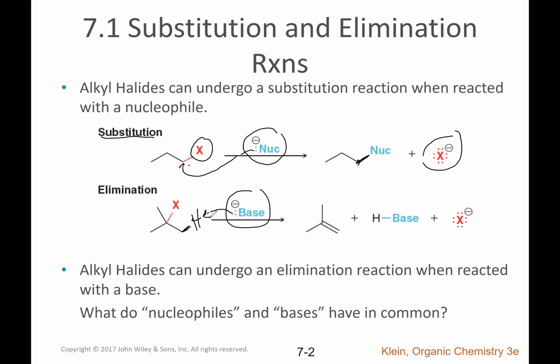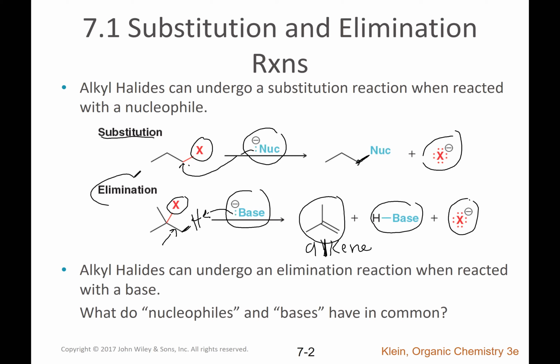And so what happens is the base takes off the hydrogen and the leaving group is kicked out, and you get a double bond between these two carbons. So you end up with an alkene, a double bonded compound. The base picks up the hydrogen, the leaving group's kicked out. That's called an elimination reaction. And in this chapter, we're going to talk about both because they are competitive. So under some conditions, you get substitution, and under other conditions, you get elimination. We're going to talk about each in turn and learn about these reactions.